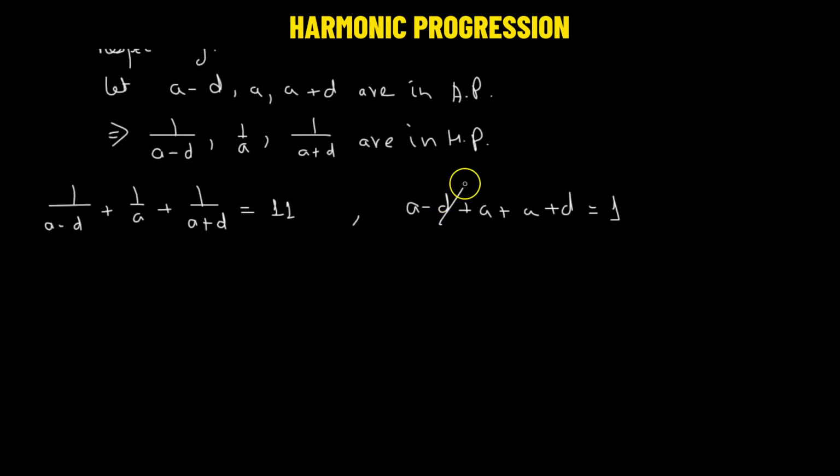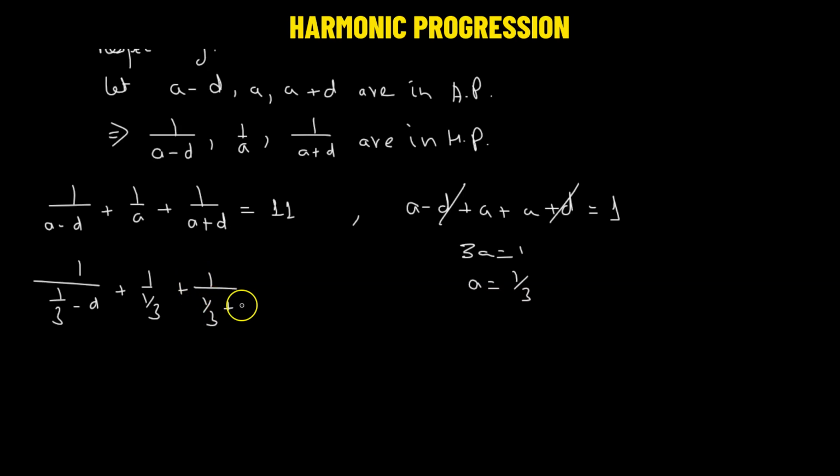So here negative d and positive d cancel out. So we have 3a equals 1. So a comes out to be 1/3. Fine. So here we'll try to replace the value of a with 1/3. So we have 1 over 1/3 minus d plus 1 over 1/3 plus 1 over 1/3 plus d equals 11. Multiplying both numerator and denominator with 3, we have 3 divided by 1 minus 3d plus 3 plus 3 divided by 1 plus 3d. This will be equal to 11.